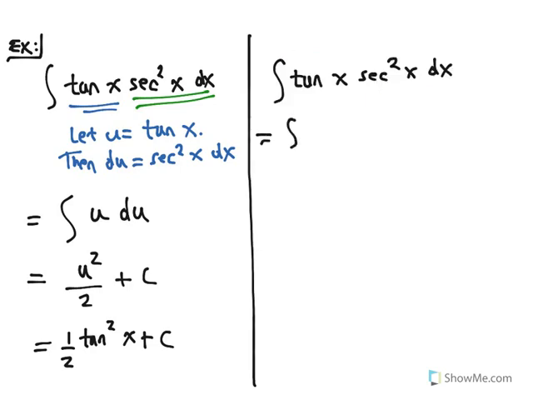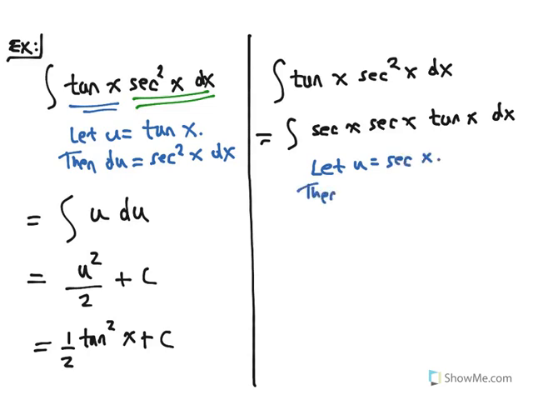In this second way of doing the problem, we can write secant squared x as secant x times secant x, and then we have the factor of tangent x that was there from the beginning. And if we do it this way, then we can let u be equal to secant x. Then the differential of u, the derivative of secant x, is secant x times tangent x, multiplied by the differential of x.